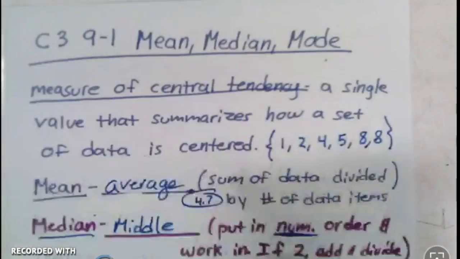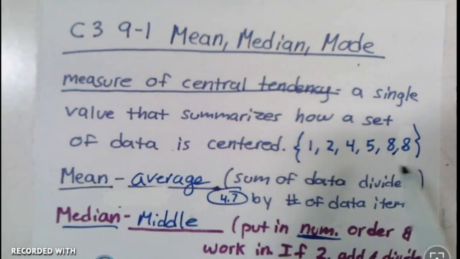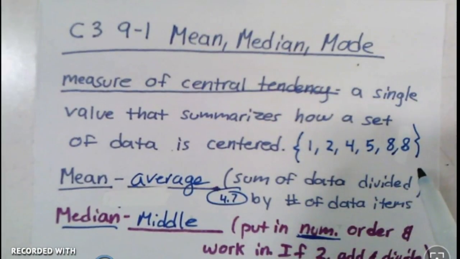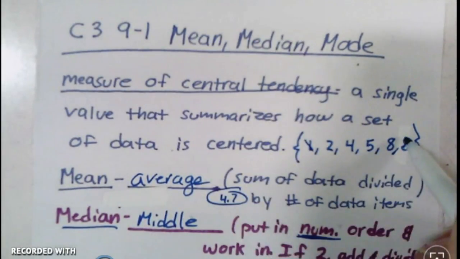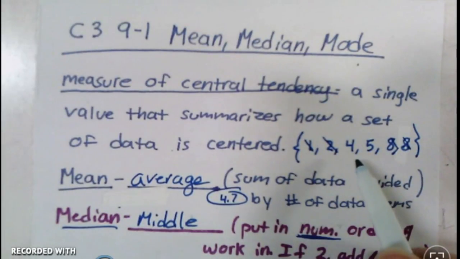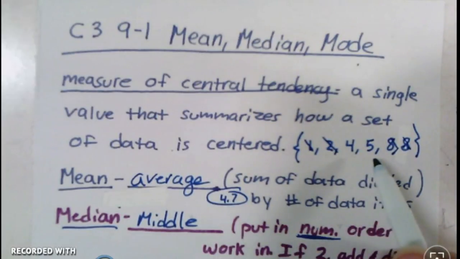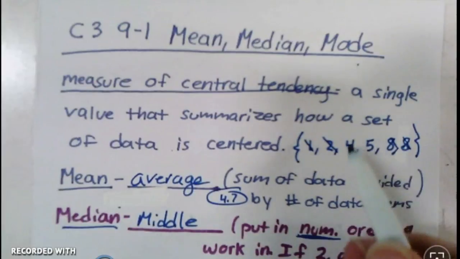Now, in order to find the median, if we use this data set, we would put them in order. They're already in order from least to greatest. If they weren't, I would have to do that first. And then I'm just going to work in from the sides. So I'm going to cross off the 1 and the 8, and then the 2 and the 8, until I get to the middle. Now in this case, I have two numbers in the middle. If I only had one number in the middle, that would be the median. If I have two, then I need to add them up and then divide by 2, which is the same thing as finding the mean or the average of those two middle numbers.